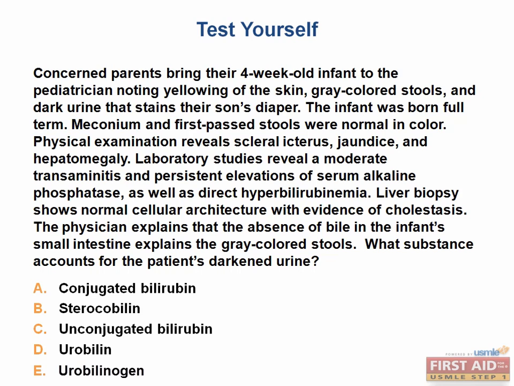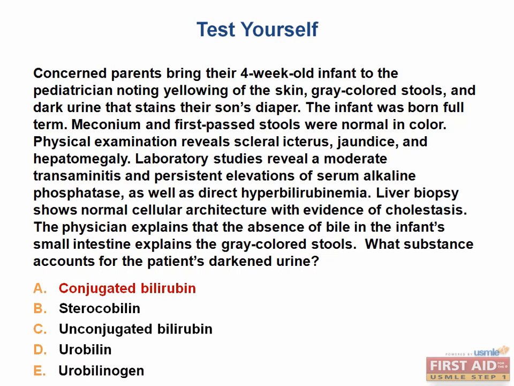Laboratory studies reveal moderate transaminitis and persistent elevations of the serum alkaline phosphatase, as well as direct hyperbilirubinemia. Liver biopsy shows normal cellular architecture with evidence of cholestasis. The physician explains that the absence of bile in the infant's small intestine explains the gray-colored stools. What substance accounts for the patient's darkened urine? Is it A, conjugated bilirubin, B, stercobilin, C, unconjugated bilirubin, D, urobilin, or E, urobilinogen?